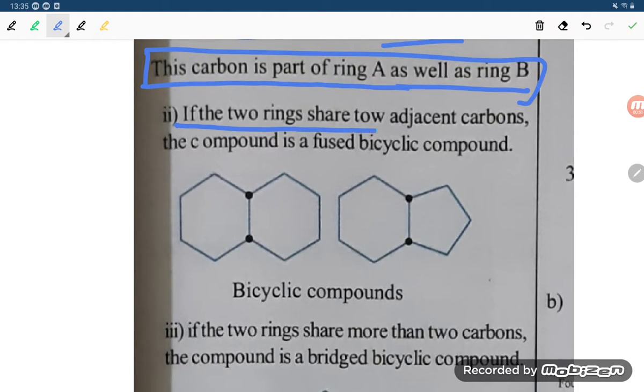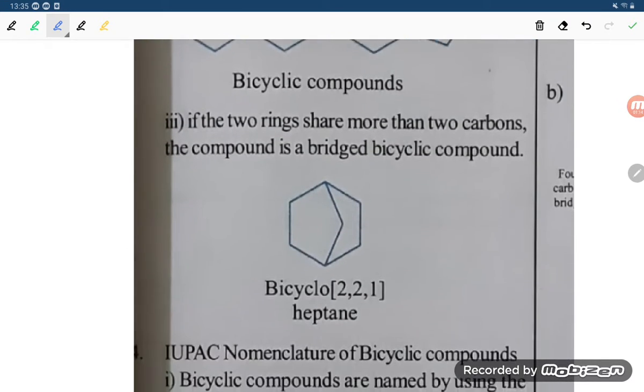If the two rings share two adjacent carbons, the compound is a fused bicyclic. So here, see, students, this is the carbon. If two rings share two adjacent carbons, this is the adjacent carbon, this is the adjacent carbon, the compound is a fused bicyclic compound.